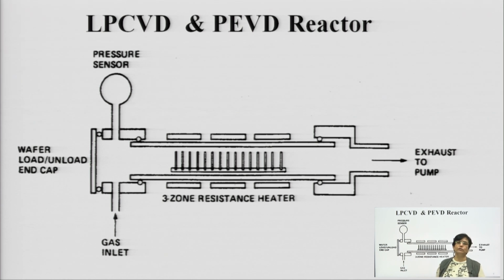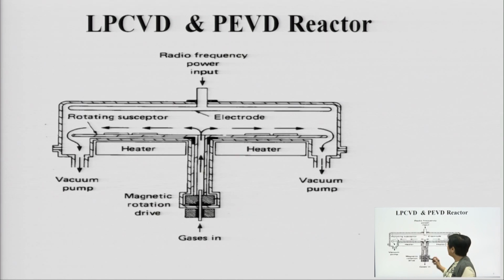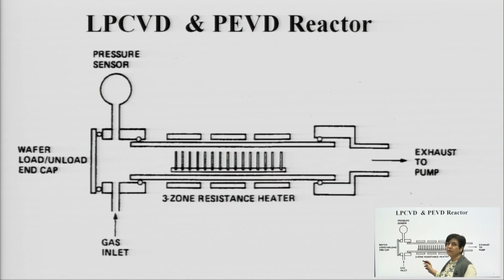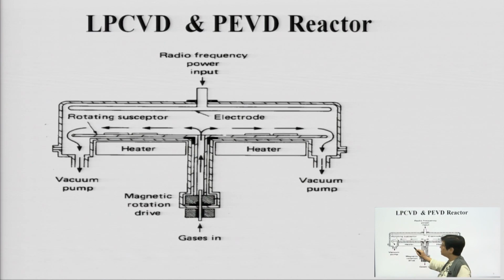You can get layer deposition also, but you have to pay the cost of a low deposition rate. Here you have the plasma assisted one, and this is the normal CVD. Plasma assisted means you have a plasma, which is basically an RF glow discharge, and the wafers are kept over here. You have a precursor, and a rotating susceptor is there. You allow the material which is to be deposited in vacuum into the chamber, and with radio frequency power input the energetic plasma particles will be allowed to get deposited.